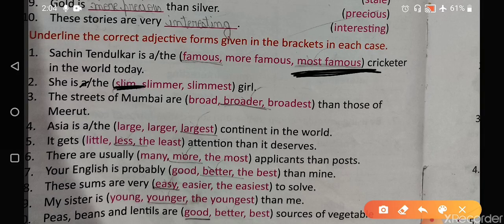These streets of Mumbai are broader than those of Meerut. Asia is the largest continent in the world. It gets less attention than it deserves. There are many more applicants than the posts. Your English is probably better than mine. These sums are very easy to solve. My sister is younger than me. Peas, beans, and lentils are good sources of vegetables.